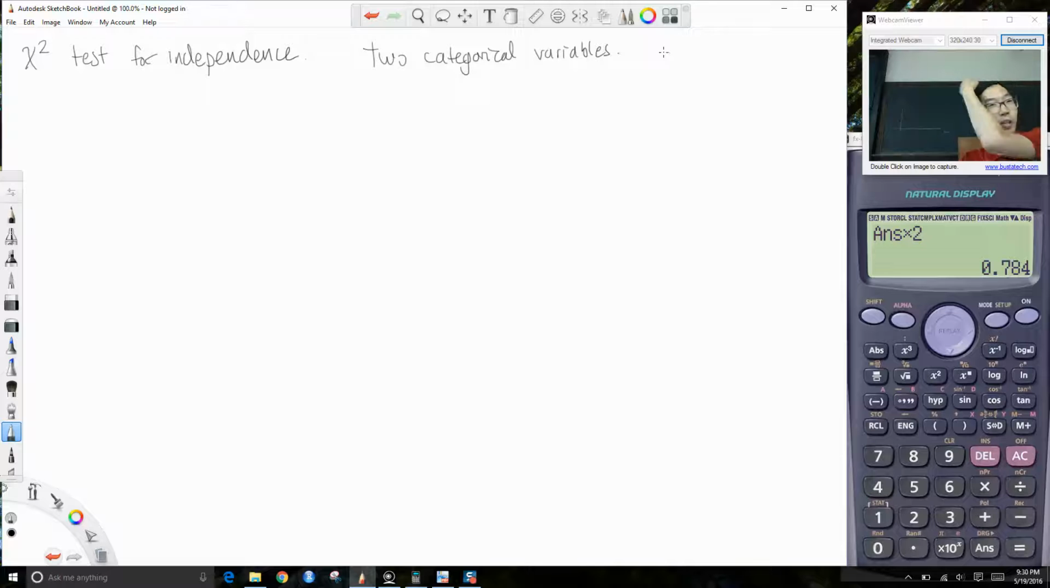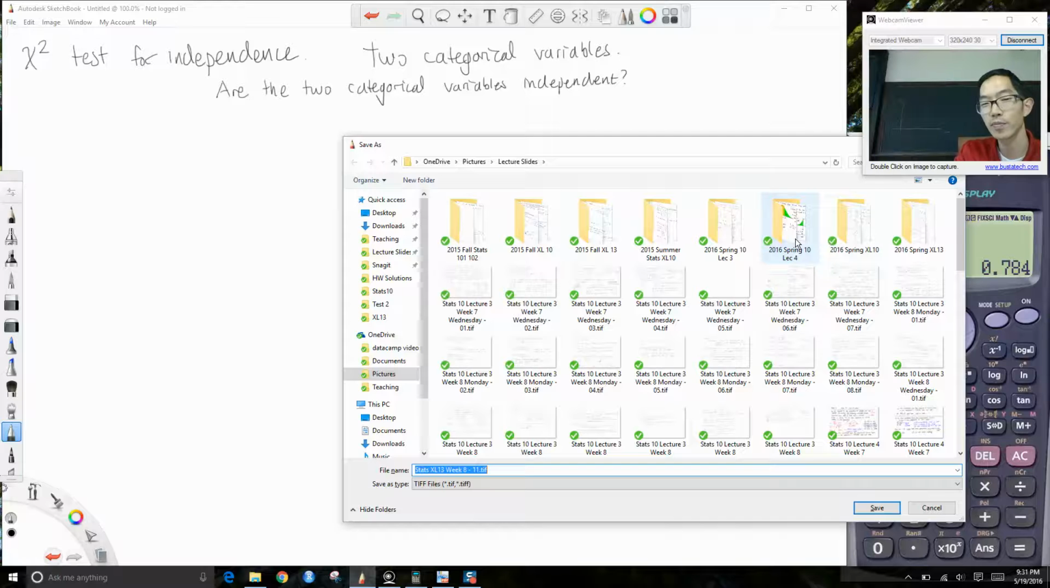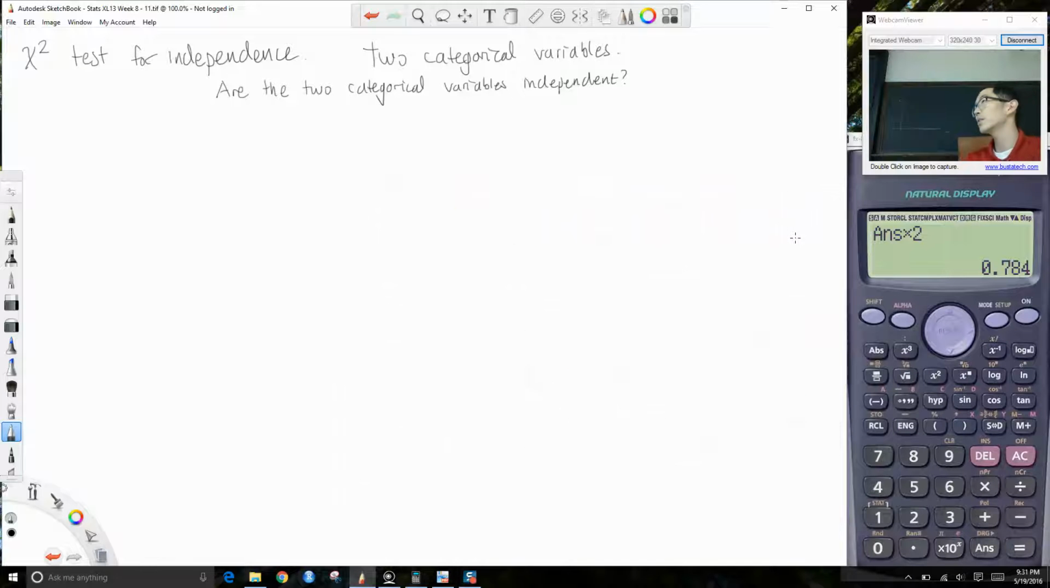We have two categorical variables, and we are testing to see if these two categorical variables, are they independent? Okay. Are the two categorical variables independent? Do you remember what it means for events to be independent? Yeah, the outcome of one does not influence the outcome of the other.